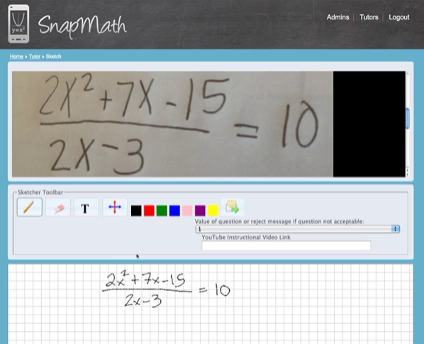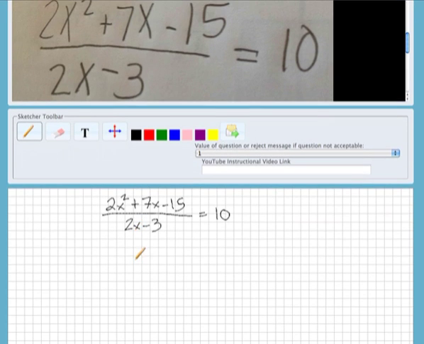It looks like we were solving a rational function equation here. So I've written it down. The first thing we're going to do is multiply by the least common denominator. In this case, there's only one denominator. It's 2x minus 3. So we're going to multiply both sides by 2x minus 3.